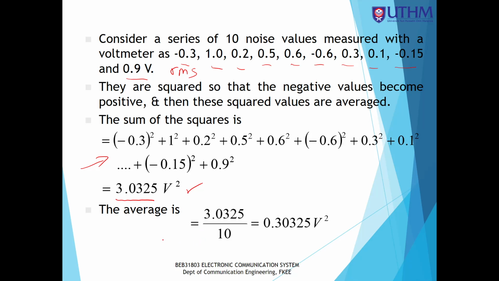And then find the average. Average adalah dibahagikan dengan 10. Kenapa 10? Kerana kita ada 10 bacaan. Okay, we have 10 values. If we have 100 values, that means you need to divide with 100. Okay, so the average value is 0.30325 volt square. Okay, still dalam volt square, cuma dibahagikan dengan 10 tadi.